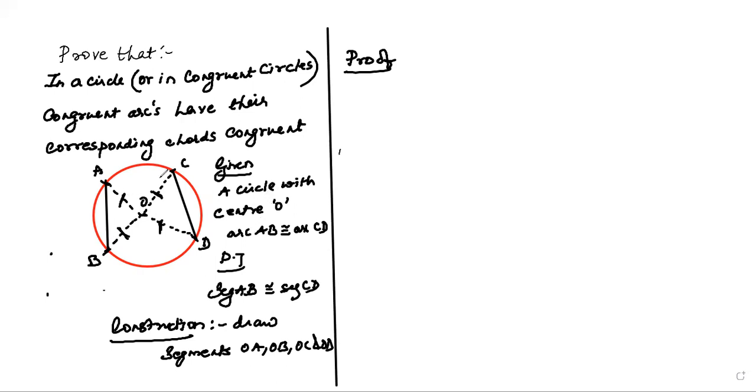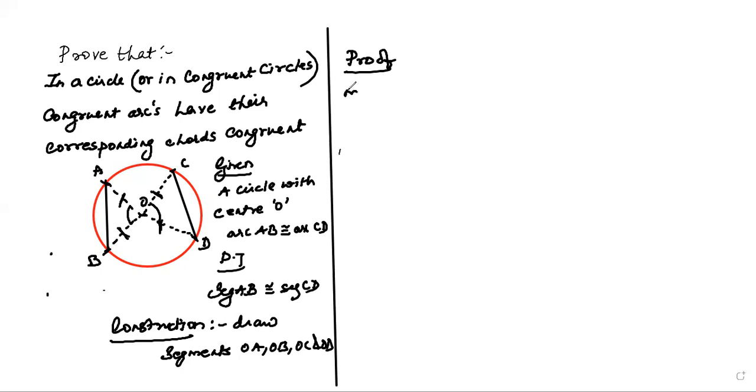What is given? Arc AB congruent arc CD. Arc AB congruent arc CD means they have equal measure. So what is given? Measure arc AB equal measure arc CD. But what do you know about the measure of an arc? I taught you the measure of a minor arc is always equal to the measure of its corresponding central angle.